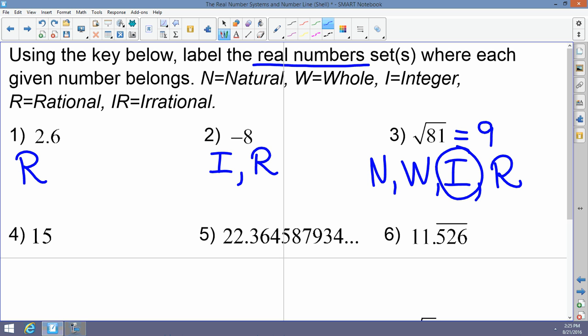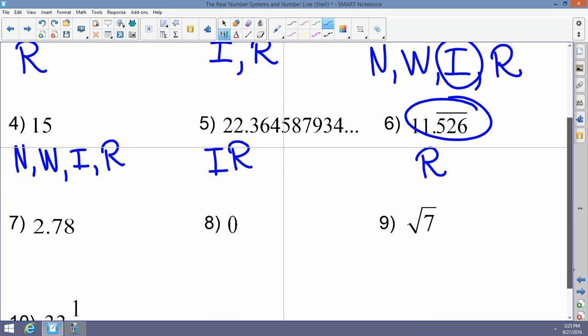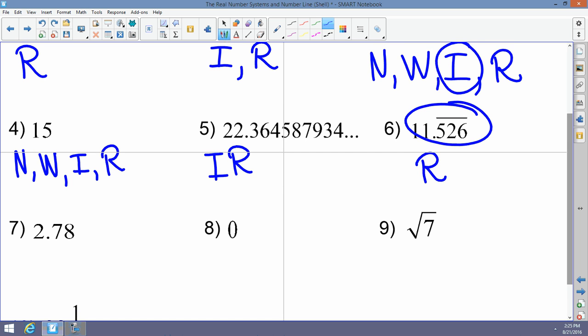15, pretty simple. It's natural, whole, it's an integer, and it is also rational. 22.364587934... It's not terminating, it's not repeating, so this is purely an irrational number. 11.526 repeating. Since it's a repeating decimal, it is rational. 2.78, it is a terminating decimal, so therefore it is rational.